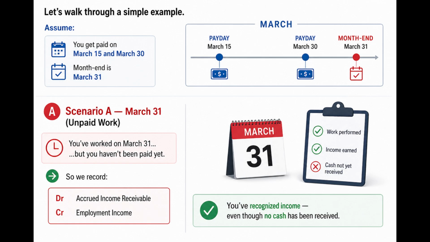So let's walk through a simple example. Let's assume that you get paid on March the 15th and March the 30th, but March month end is March the 31st. For scenario A, March 31st represents unpaid work. You've worked on March the 31st, but you haven't been paid yet. So we record a debit to accrued income receivable for that 1 day of work, and we credit your employment income. You've recognized income even though no cash has been received.